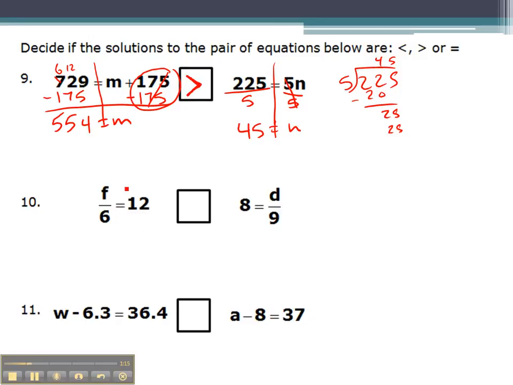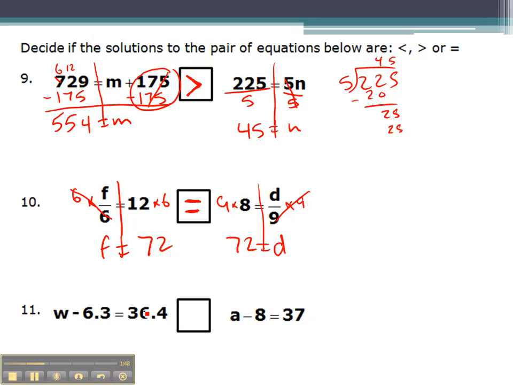Okay, number 10. F divided by 6, we can undo that division by multiplying by 6. Do that on both sides. 6 over 6 is just 1, so we have 1f, or f equals 12 times 6 is 72. On the right side, we're dividing d by 9, so multiply by 9. 9 over 9 is 1, so we just have d on the right side. And on the left side we have 9 times 8, 72. The values of these variables are equal, so put an equal sign there.